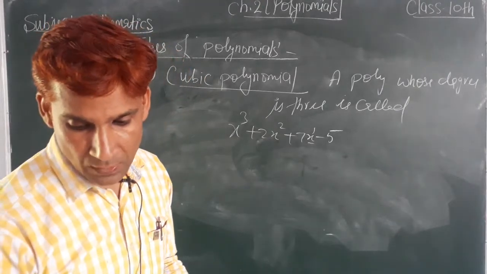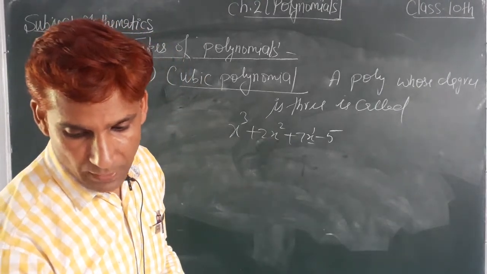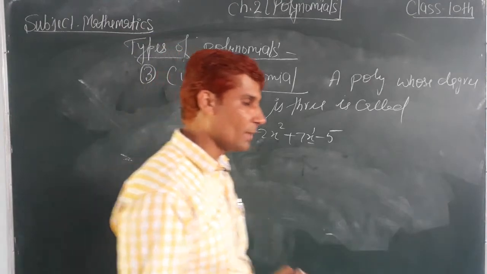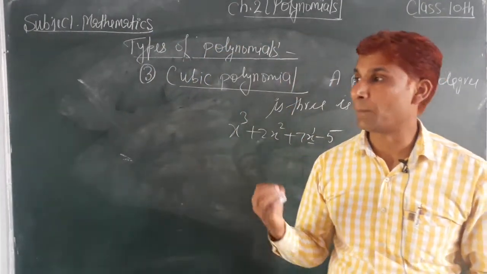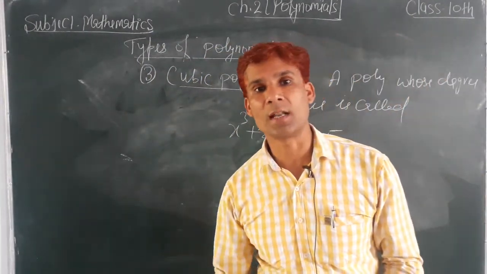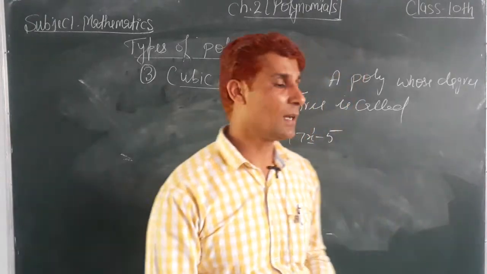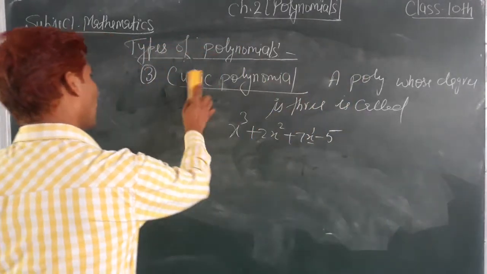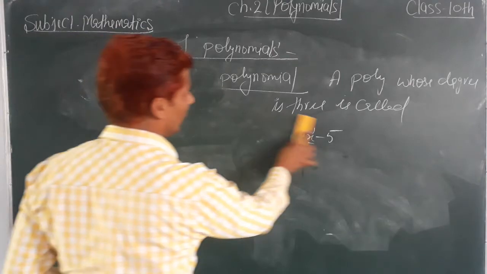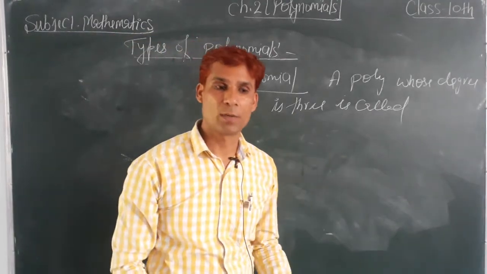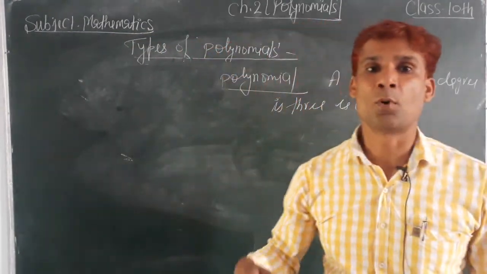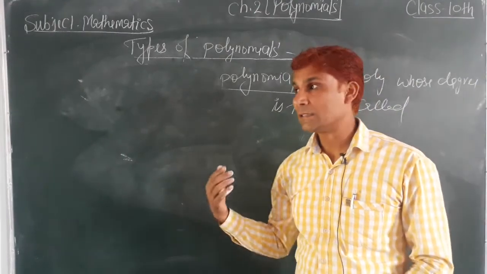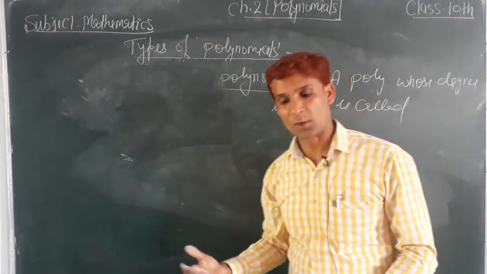And last, after cubic polynomial, biquadratic polynomial. A polynomial whose degree is 4 is called a biquadratic polynomial. ऐसा polynomial जिसकी डिग्री 4 होगी वो बाइक्वाड्रेटिक पॉलिनोमियल होगा, और जिसकी 4 से ज्यादा होगी, a polynomial having degree more than 4 is called a polynomial of higher degree.